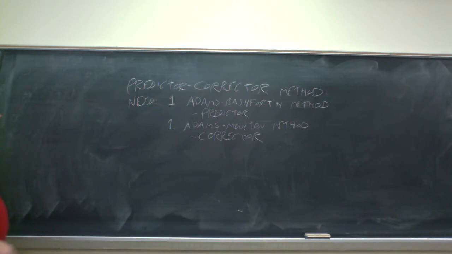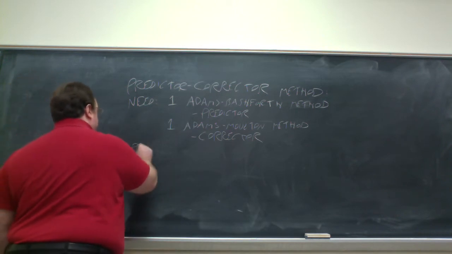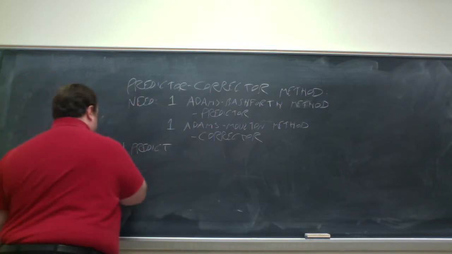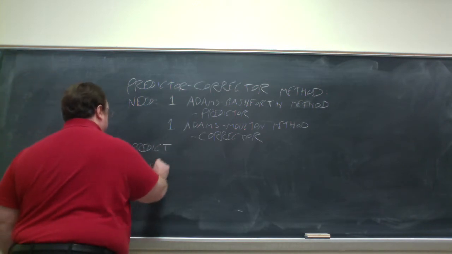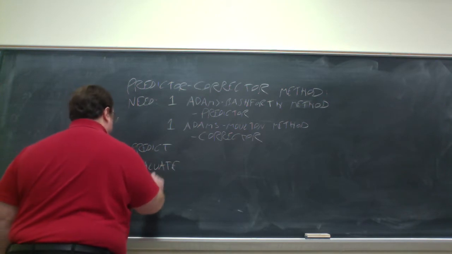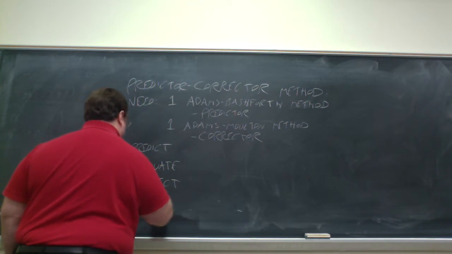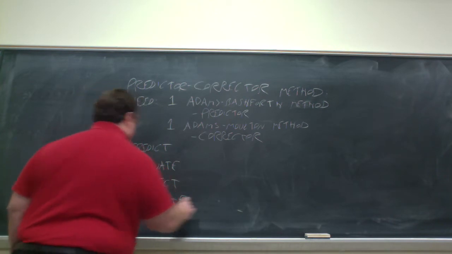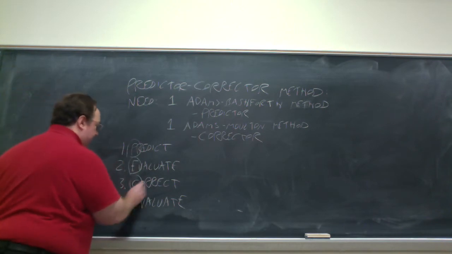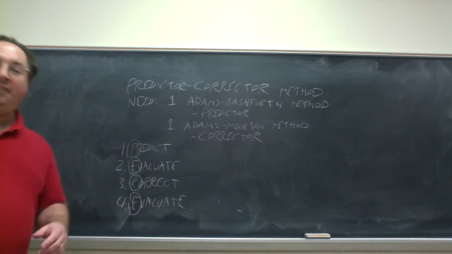Okay. So here's how it proceeds. There's actually 4 steps to it. One is predict, 2 is evaluate, 3 is correct, and number 4 is also evaluate. So people refer to this as PECE to keep track of the steps. Predict, evaluate, correct, evaluate. All right.